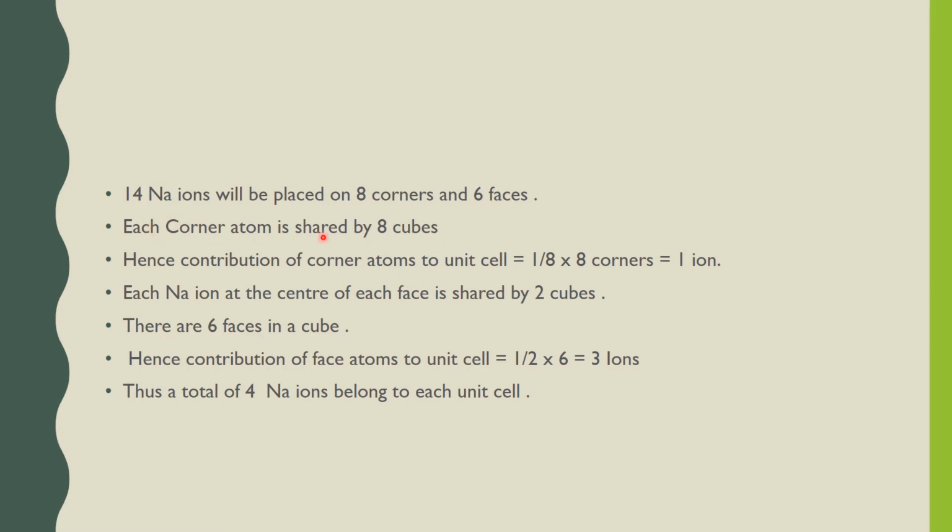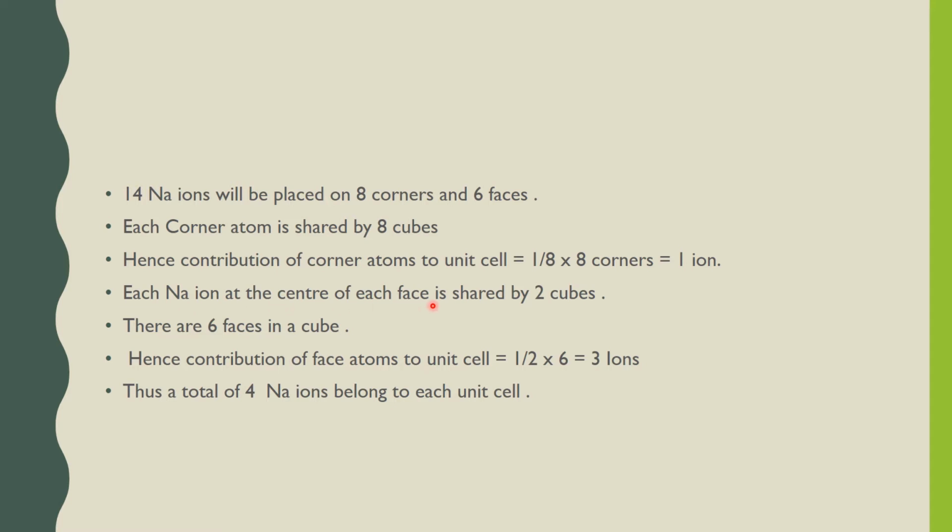We can see that there are 8 corners and 6 faces for the cube. Each corner is occupied by the sodium atom and it is shared by 8 cubes. So, effectively, the contribution of corner atoms to each unit cell is only 1 by 8. Thus, 1 by 8 into 8 corners will correspond to 1 ion of sodium per unit cell.